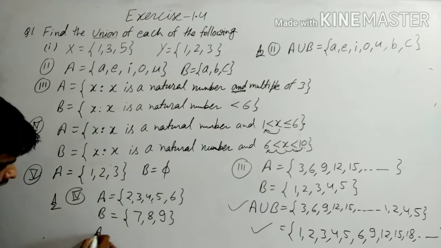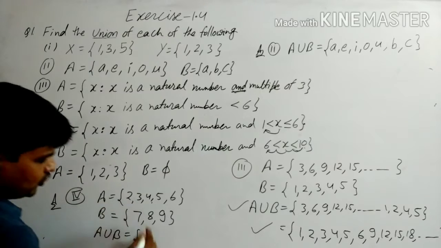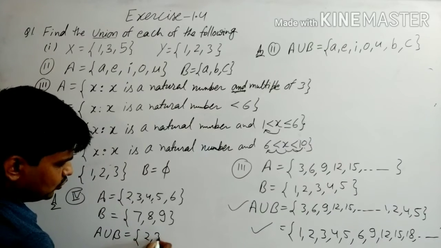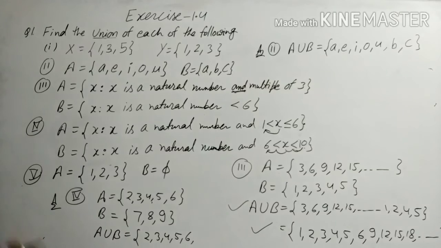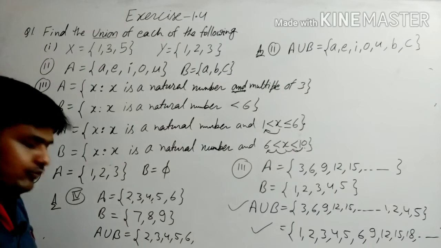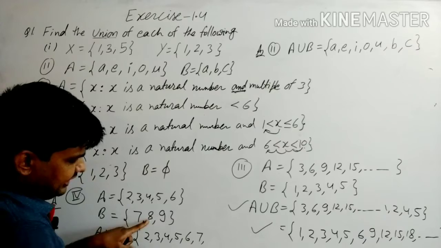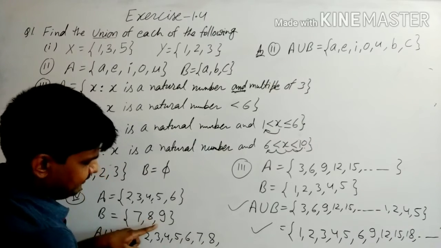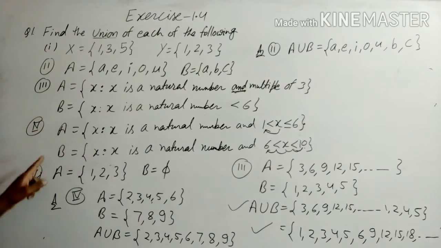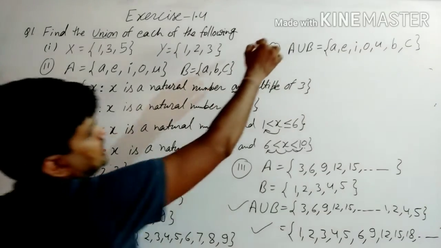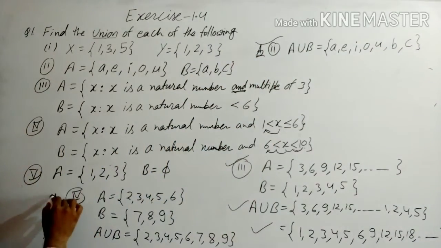Now A union B. First of all write the first set A: 2, 3, 4, 5, 6. Now write the elements of B which are not in A. So 7 we have not written here, so 7 will come. Then 8 is also not there, so we write 8. Then 9. So this is A union B. This is answer number 2nd, this is answer number 3rd, this is answer number 4.